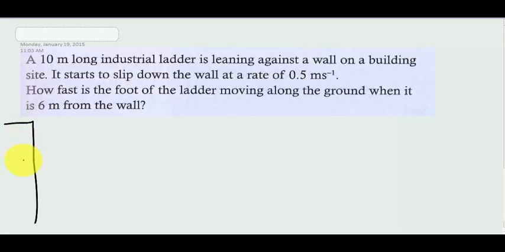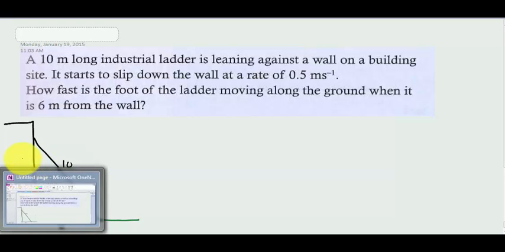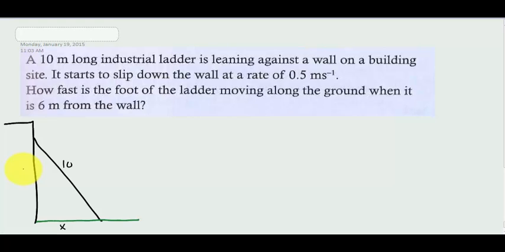So here's my building, and up against that building there is a ladder. And there's the ground. The ladder is 10 meters, always 10 meters. We have the distance from the building, I'll call it X. And we have the distance up the wall it goes, I'll call it Y.